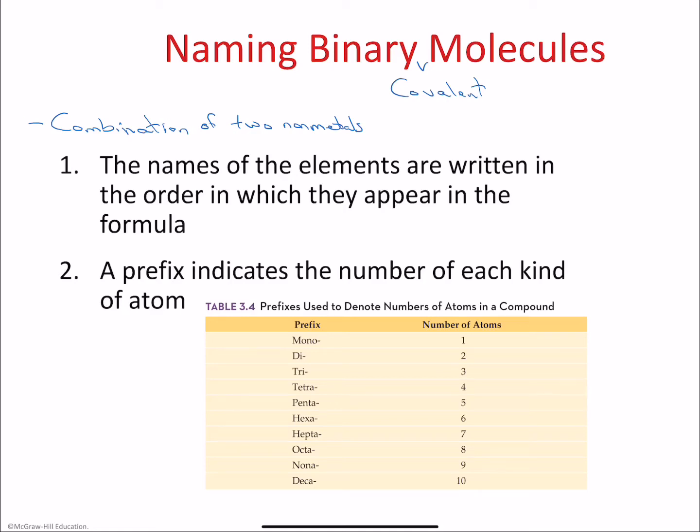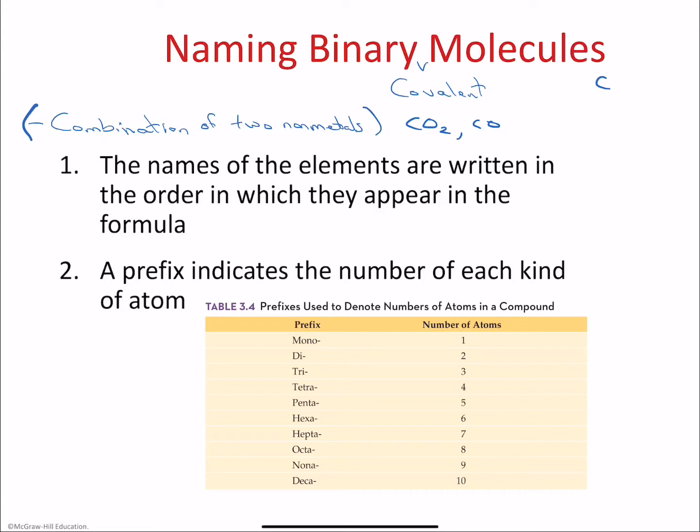So for naming binary molecules, I changed the title of the slide a little bit to naming binary covalent molecules, which is actually a combination of two nonmetals. An example of something like that would be carbon dioxide or carbon monoxide, right? Because carbon is a nonmetal and oxygen is a nonmetal.